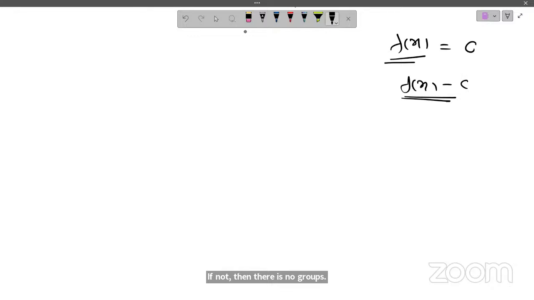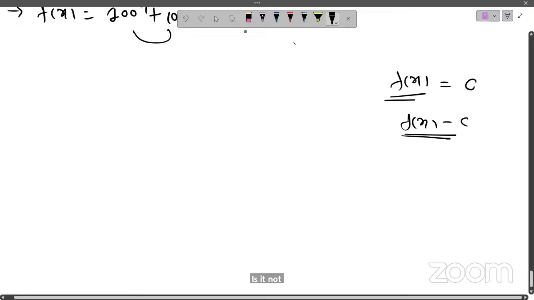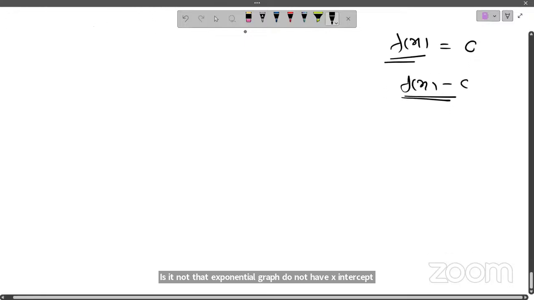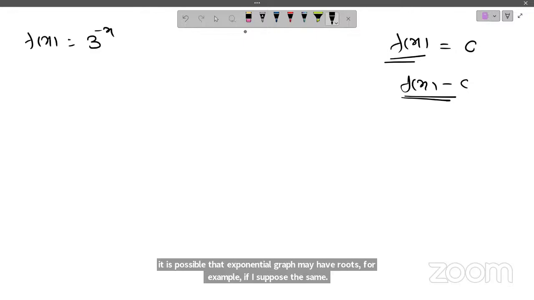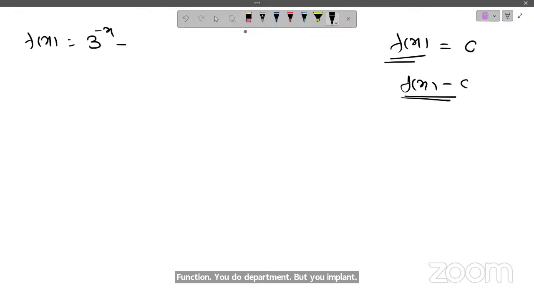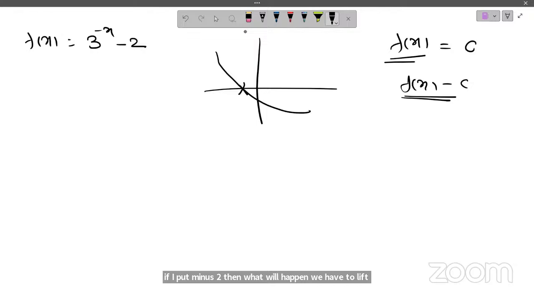Is it not that exponential graphs do not have x-intercepts? Do exponential graphs not have roots? No, it is possible that an exponential graph may have roots. For example, suppose the same function 3 to the power minus x, but in place of plus 2, I put minus 2. Then what will happen? We have to lift our graph 2 units downward. Then it will cut the x-axis, right? So it can have roots.